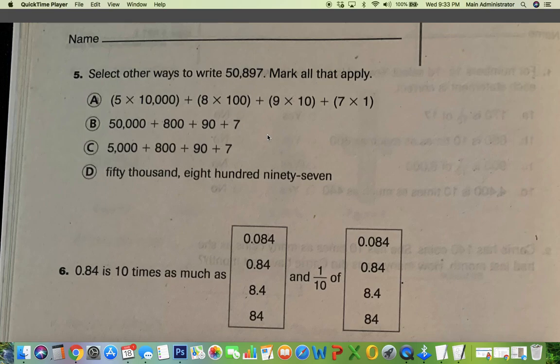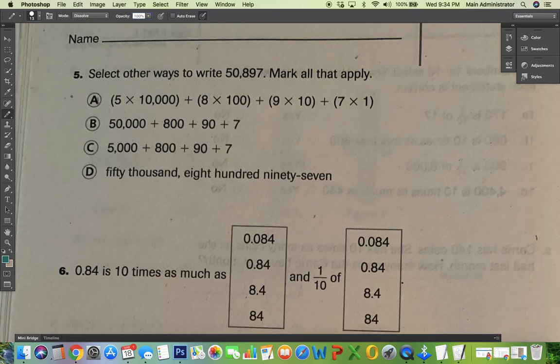I'm working now on SB08. Let's take a look at number 5. Select other ways to write 50,898. Mark all that apply.